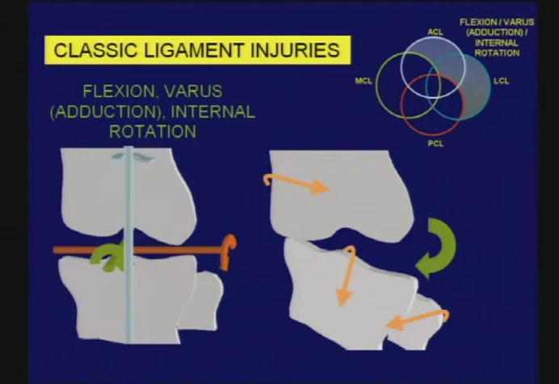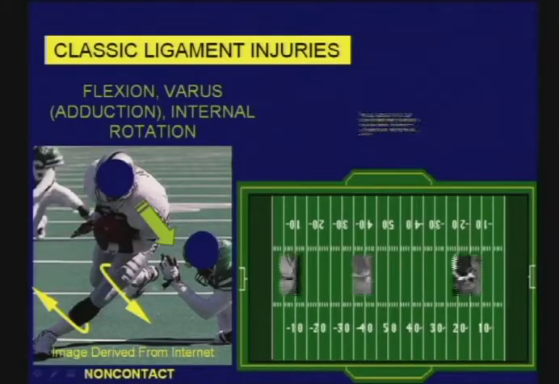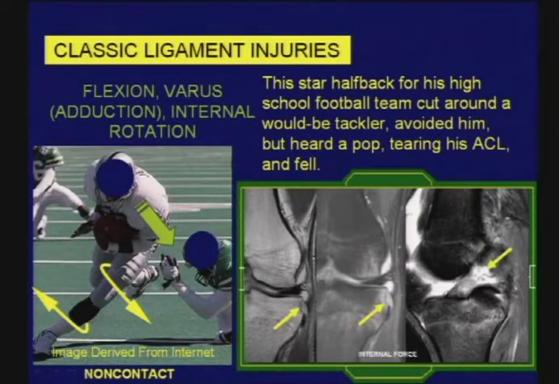This is what happens. The injuries tend to occur where the tensile force is, anterior cruciate ligament and lateral supporting structure. The example I would show you, the history, this star halfback for his high school football team, he cut around a would-be tackler, and just as I said in my scenario earlier, he avoided him. But in avoiding him, he heard a pop, tearing his anterior cruciate ligament. We see the tear, we see the Segond fracture, classic ALRI mechanism.